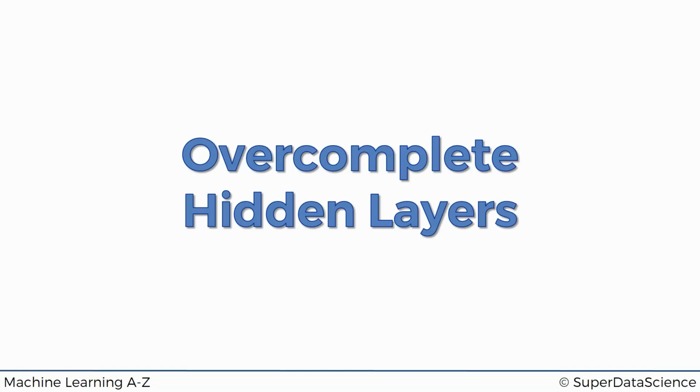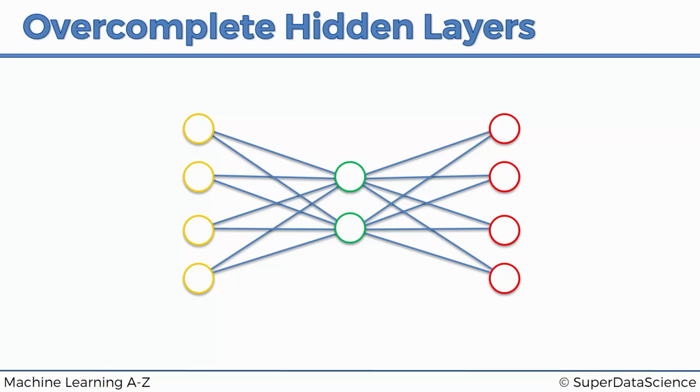So let's get started. The first thing that we need to talk about is overcomplete hidden layers. This is an underlying concept in most of the variations of autoencoders. So let's have a look. Here we've got an autoencoder with four input values, 2 nodes in the hidden layer and 4 nodes in the output layer. The question is, what if we wanted to increase the number of nodes in the hidden layer?